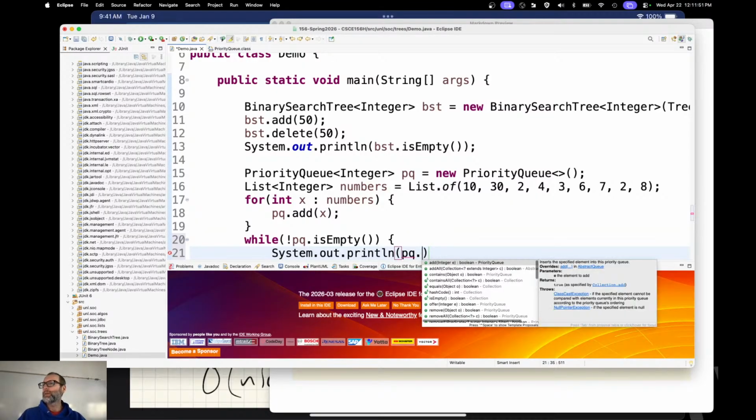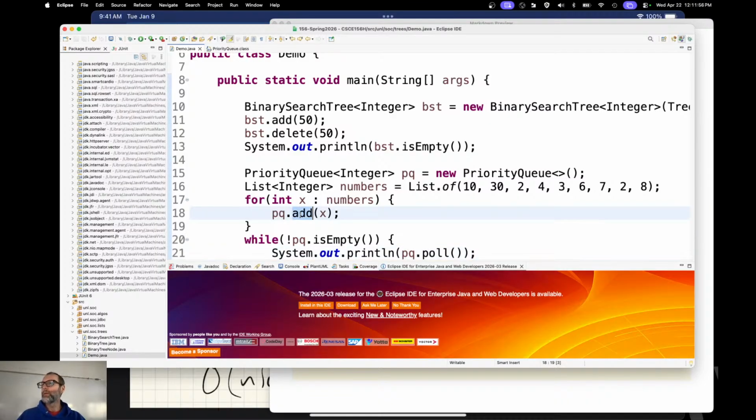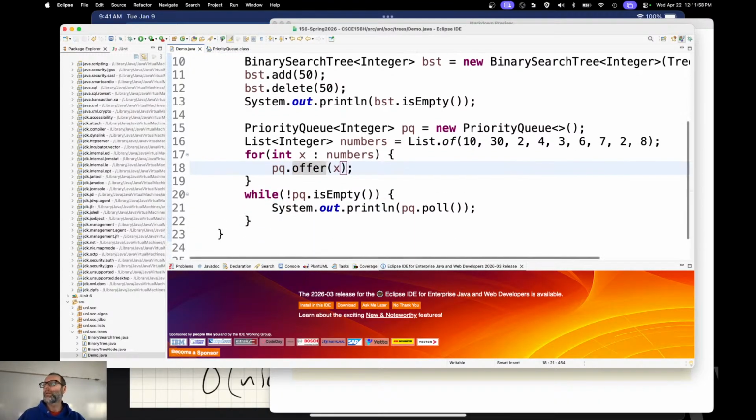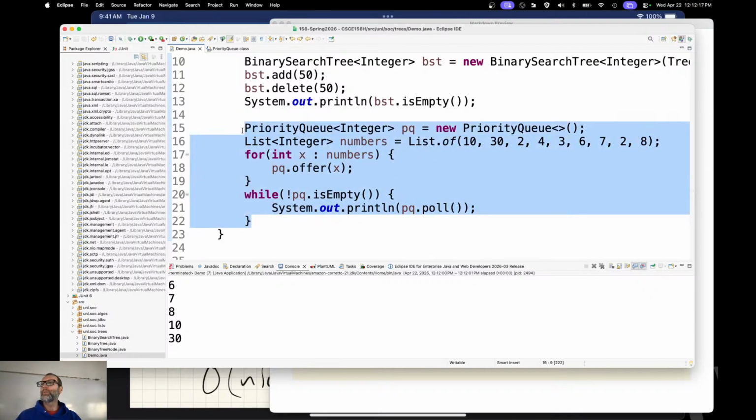PQ dot, what is it? Poll. Yeah, I should have done offer, but there we go. And those random numbers are now sorted. Did I have 2 2s? Yeah, I did. Right. 2, 2, 3, 4, 6, 7, 8, 10, and 30. Right. And it was all going to be log n for each one of those operations. There's your heap sort algorithm.